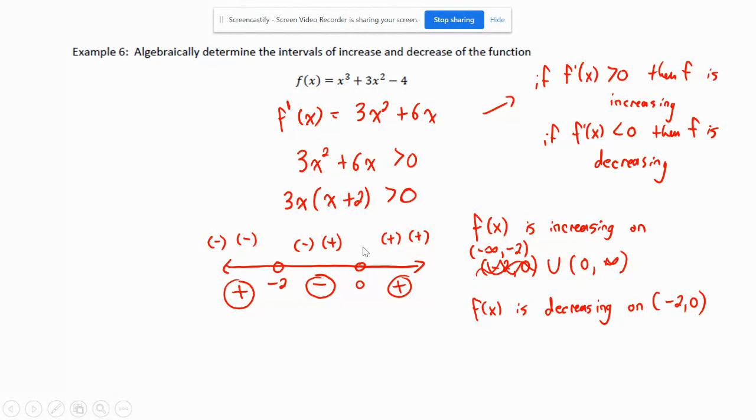So strategies for this: you want to take the derivative, set the derivative equal to zero, and then factor the derivative to figure out what the zeros are. Put those zeros onto a number line, and then do a number line analysis on this.